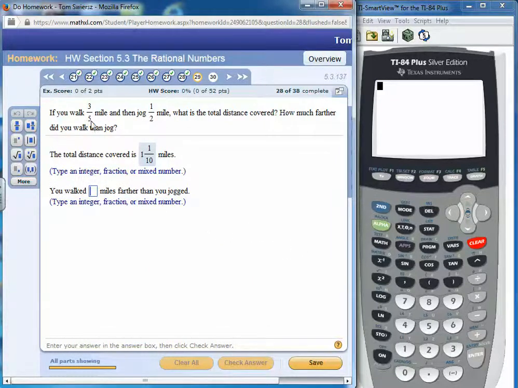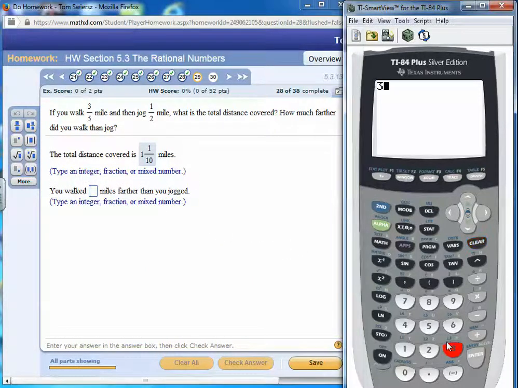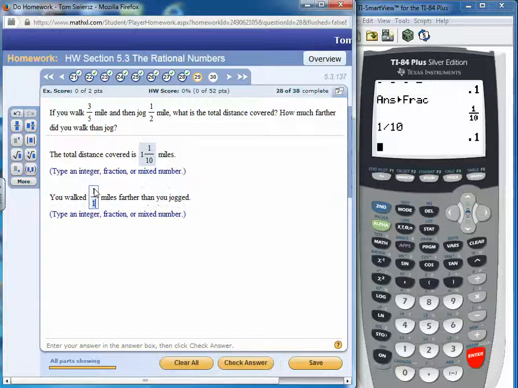This time you would subtract, right? So if we do this part on the calculator, 3 divided by 5 minus the 1/2. How much further did you walk than jog? 0.1, and then Math, hit Enter twice, and we're going to get our fraction, which is 1/10. So on that part, we're going to go ahead and subtract to get our answer.